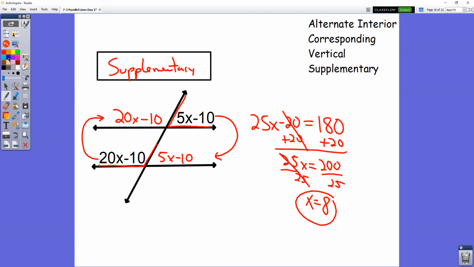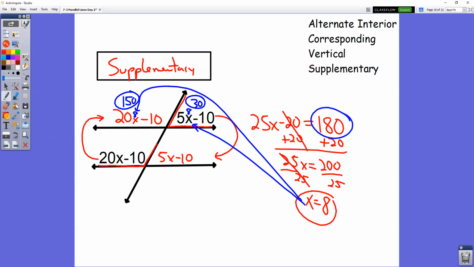Take that 8 and sub it back in for x, sub it back in for x. 20 times 8 minus 10 is 150. 5 times 8 is 40, minus 10 is 30. So you get 150 and 30. Our answer makes sense. 150 plus 30 does give us 180.